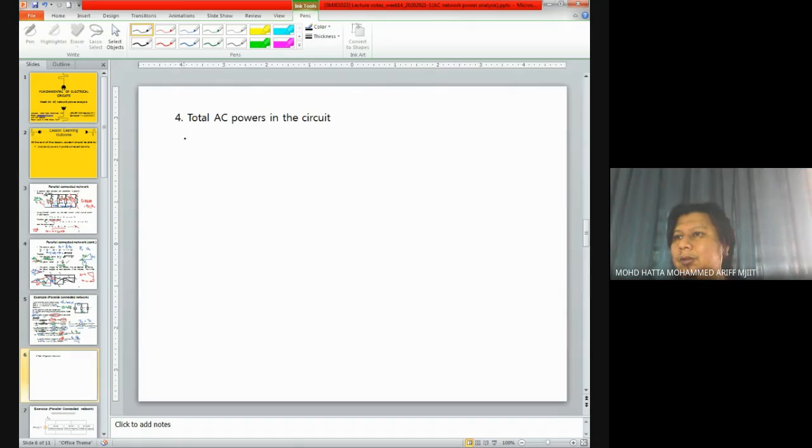Total AC power means that we need the value of our S apparent power, we need the value of our P, and we need the value of our Q. All of these should be labeled as total: total apparent power, total active power, as well as total reactive power. So to get these values, the easiest way is that we will use back our total current.